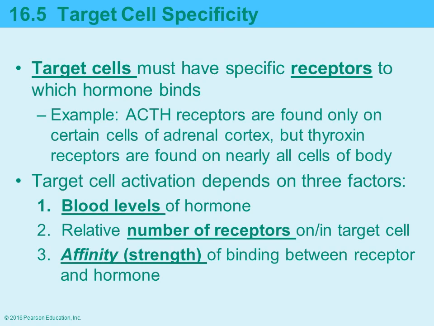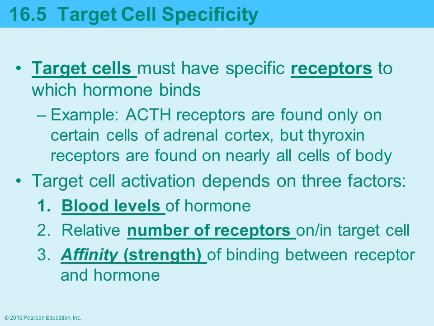How do you activate the target cell? Well, it's going to depend on 3 different things. Number 1, how many receptors do you have on that target cell? If you only have 1 per cell, the activation is going to be a little bit harder than if you had, say, 50 receptors on the target cell. You have a better chance of the hormone binding to it then.